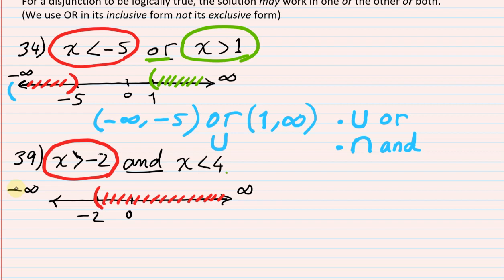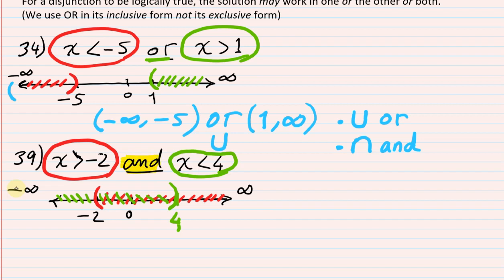Now let's take a look at this one. This time we're going to look at less than 4. So suppose this is where 4 is. Less than means we use parentheses, and then we shade everything to the left of that, all the way to negative infinity. Now, because this is a conjunction, right?